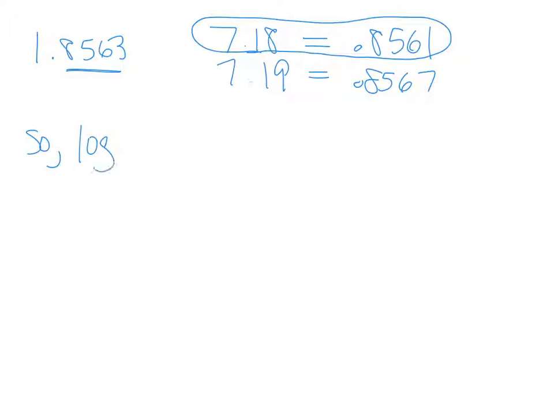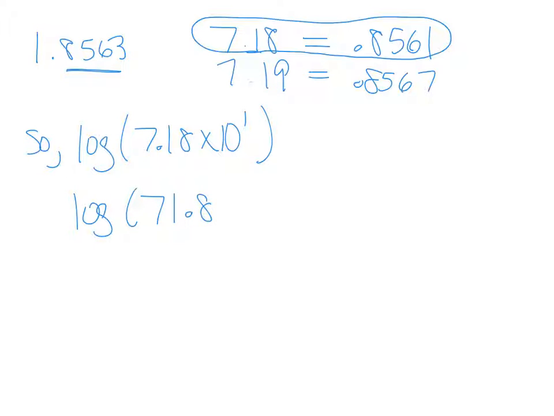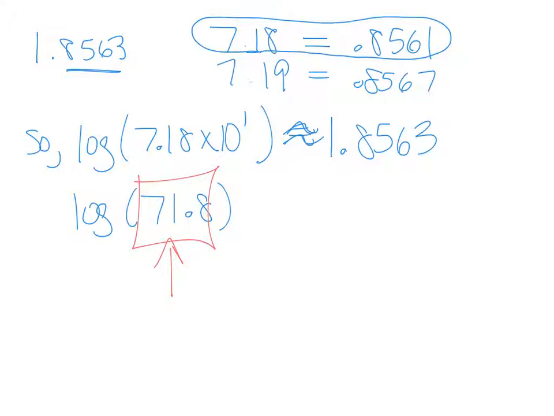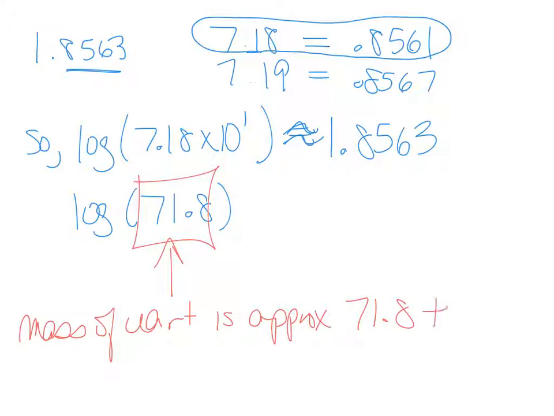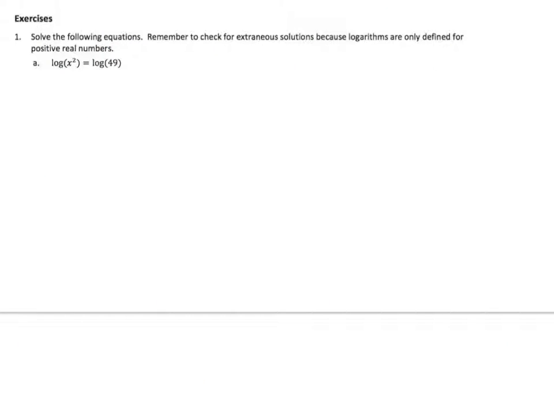So that means that log of 7.18 times 10 to the first is the same as log of 71.8, right? Equals 1.8563, approximately. I should have that approximate symbol there, right? So I can say that the mass of Earth is approximately 71.8 times that of the moon. Okay, that was a lot of work, but fun.